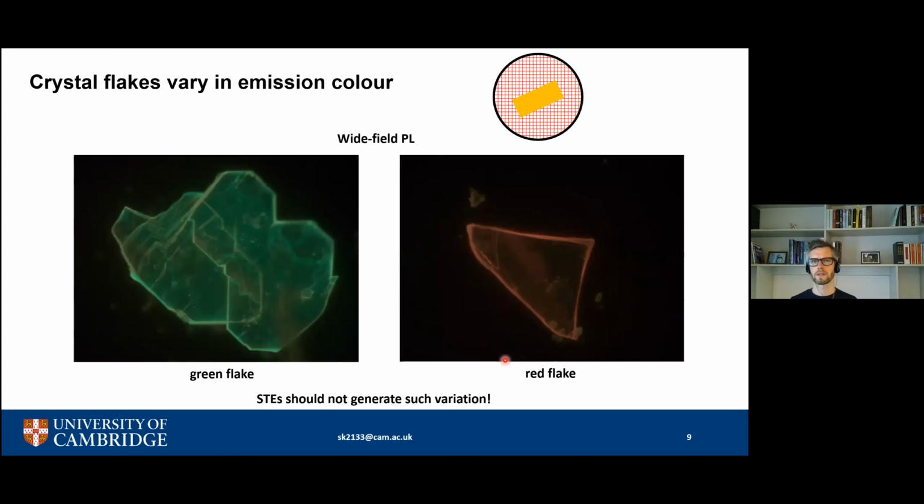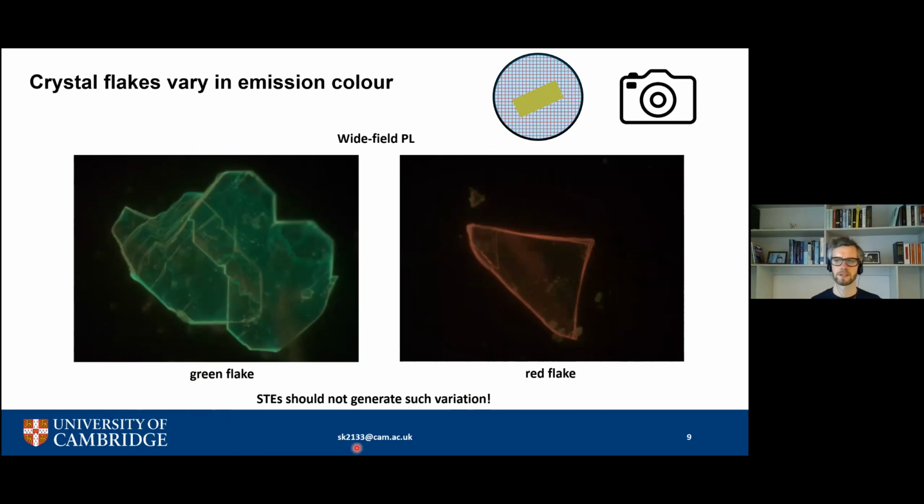So then you might understand my confusion, or our confusion, when we looked at some of our single crystals a bit more closely. So this is now a wide field microscopy image. We put the crystal in a microscope, illuminate everything with a blue laser, and then we take a picture. And you can see that one of these crystals, I call that the green flake, is completely green, and the other one is completely red.